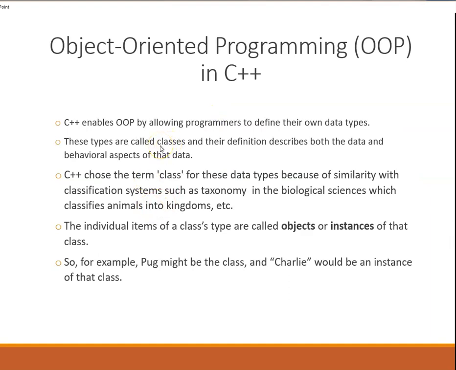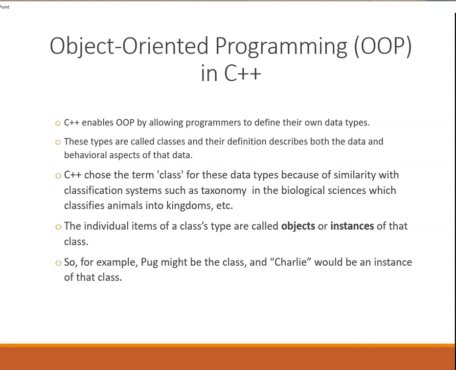C++ enables object-oriented programming by allowing programmers to define their own custom data types, usually referred to as classes. These types are called classes, and their definition describes both the data and behavioral aspects of the class. C++ chose the term class for these data because of similarity with classification systems like taxonomy, birds, falcons, etc., in the biological sciences and classifying animals in the kingdom. Individual items of a class's type, specific objects within a class, are called instances of that class.